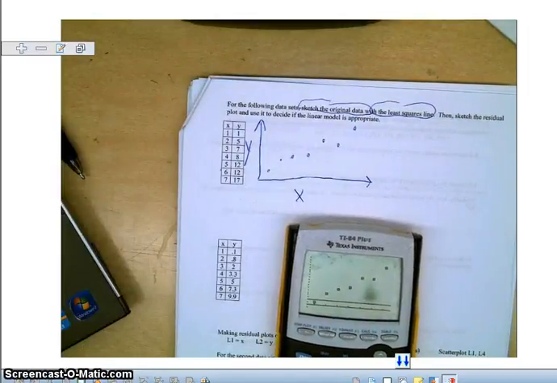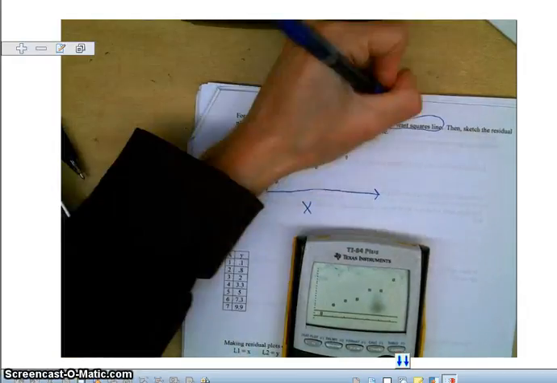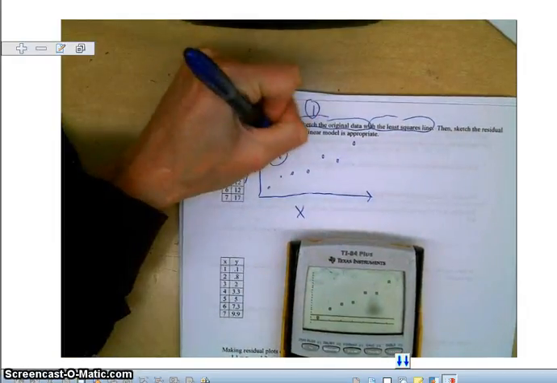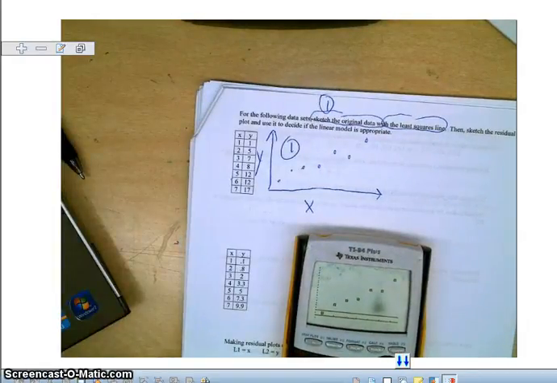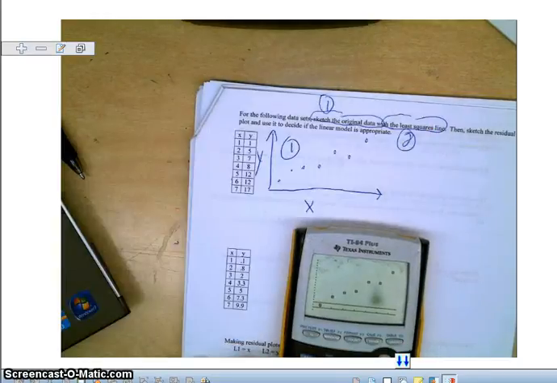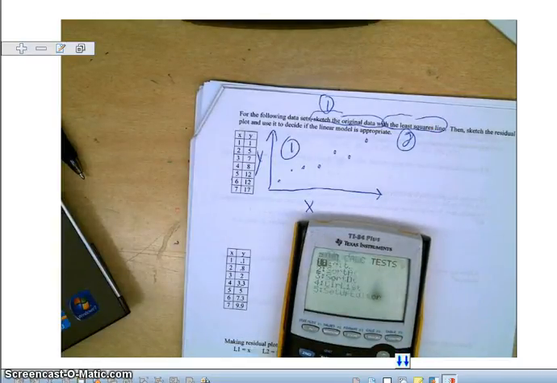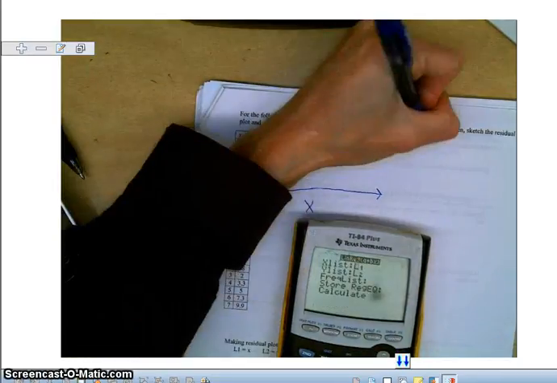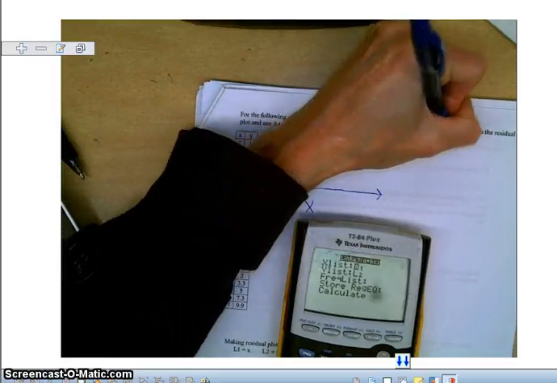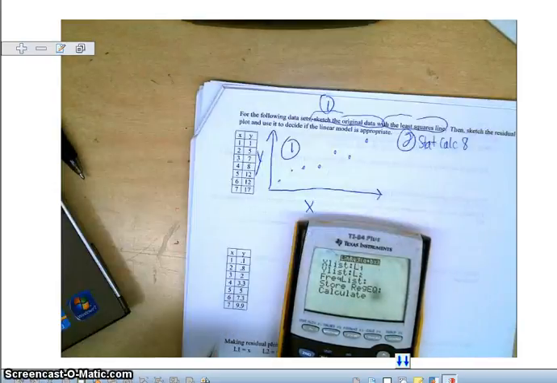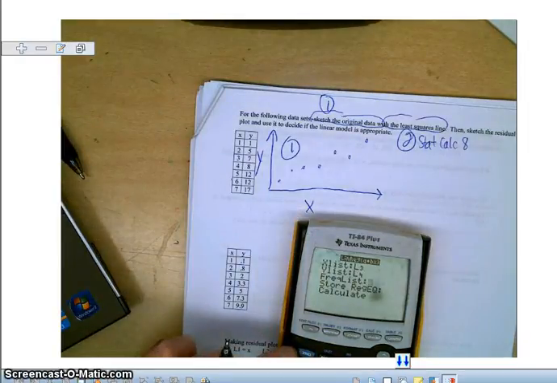So now what I want to do is calculate the least squares line. So there's step 1: I sketch the original data. Now I need to find the least squares line. So I'm going to go stat calc 8. Tell it what list you have your data in. And then I hit calculate.